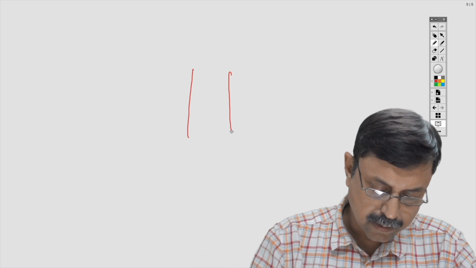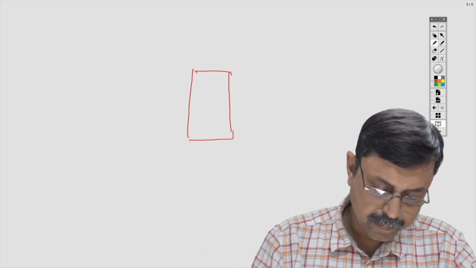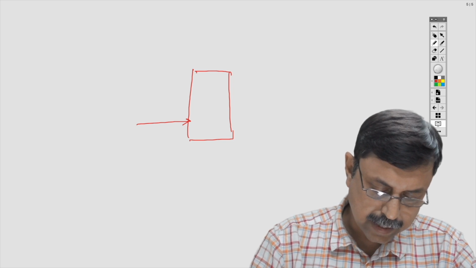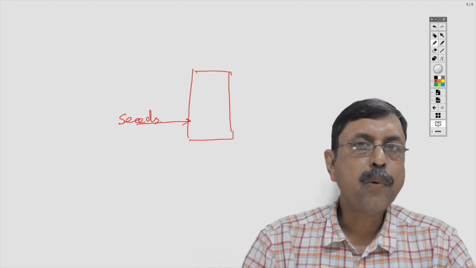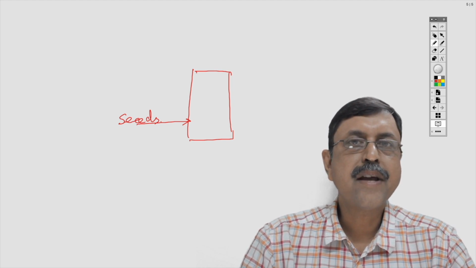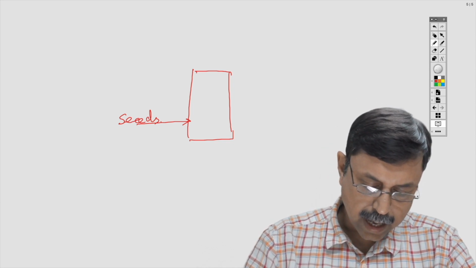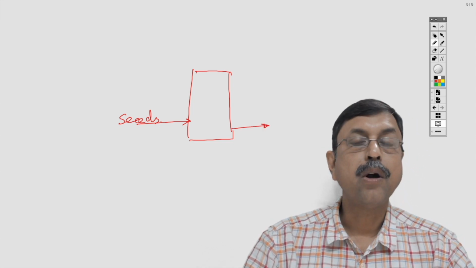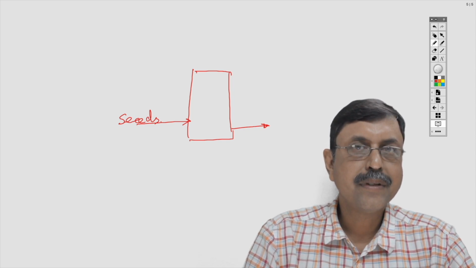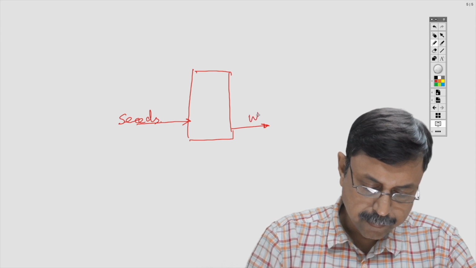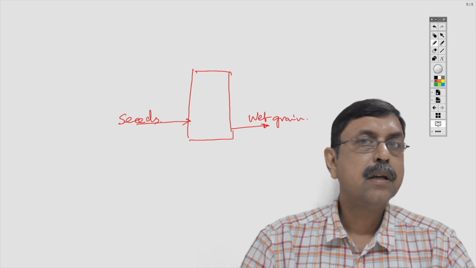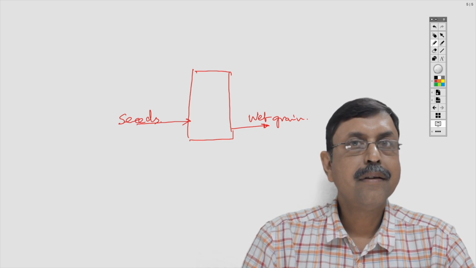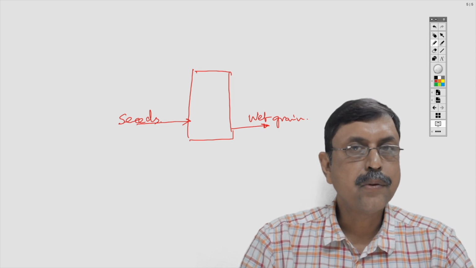Usually, granulation takes place inside a vessel of this nature, where you have an inlet of seeds. Seeds means the smaller size powdered particles which are destined to be granulated. And those granules will come out of the vessel through some stream which we'll call wet grains, because if we use a binder material which is usually liquid, then it will be wet. So wet grains will come out.